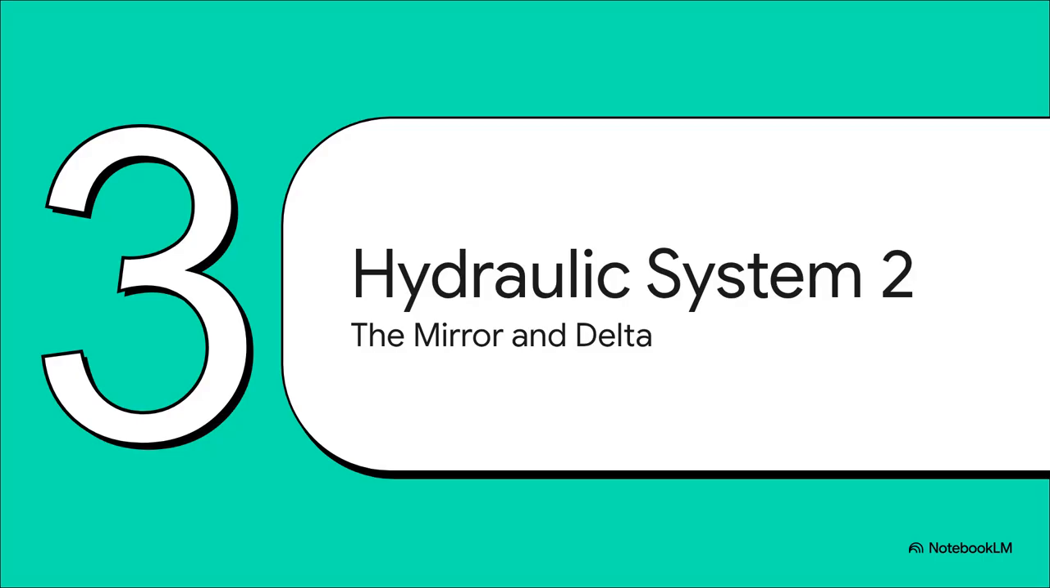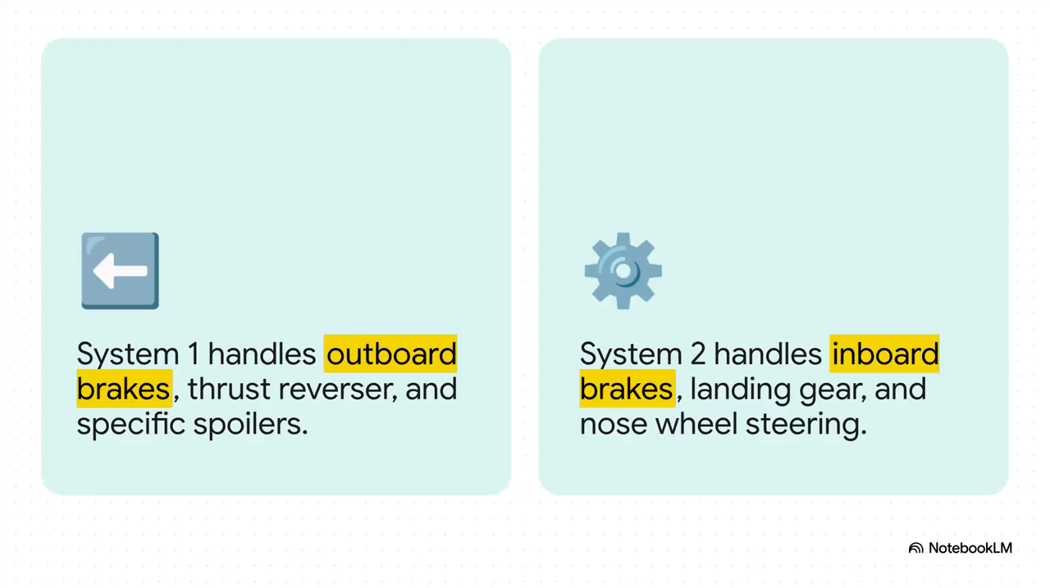All right, Section 3, Inside Hydraulic System 2. Let's look at the mirror and the delta. We don't need to start from scratch to understand System 2, because mechanically speaking, it's largely a mirror image of System 1. However, the delta, the key difference, lies in its workload. While System 1 handles the outboard brakes and primarily left side components, just notice how System 2 is tasked with some seriously heavy lifting. It's responsible for the inboard brakes, the right thrust reverser, and crucially, the landing gear and nose wheel steering.